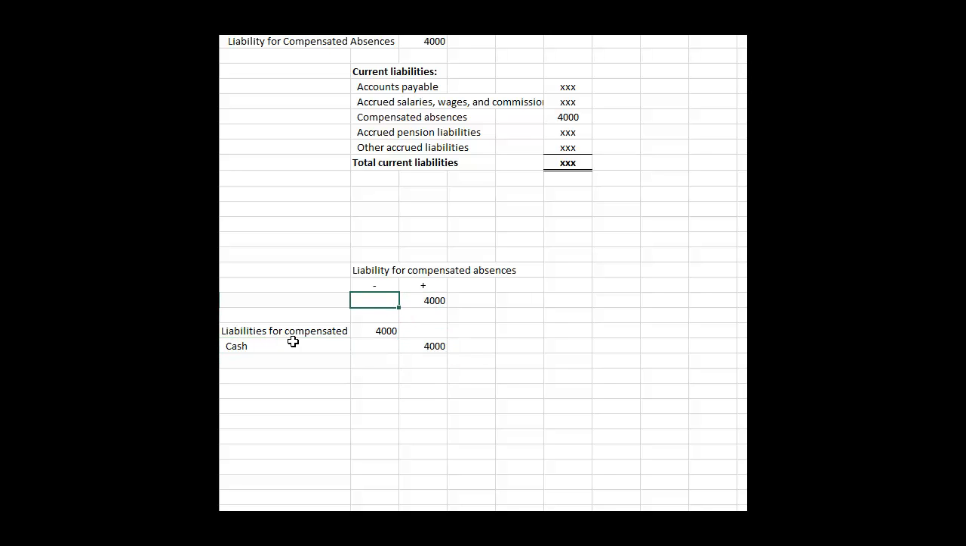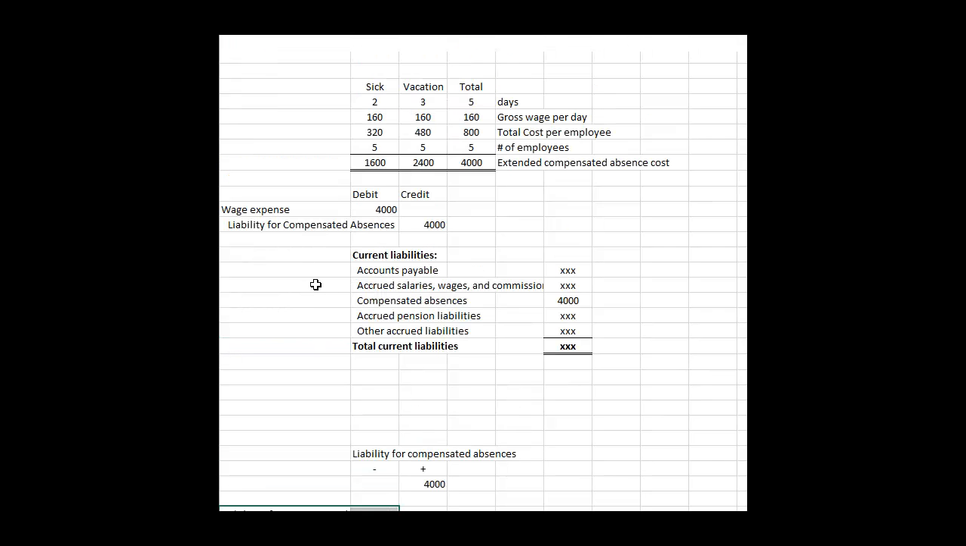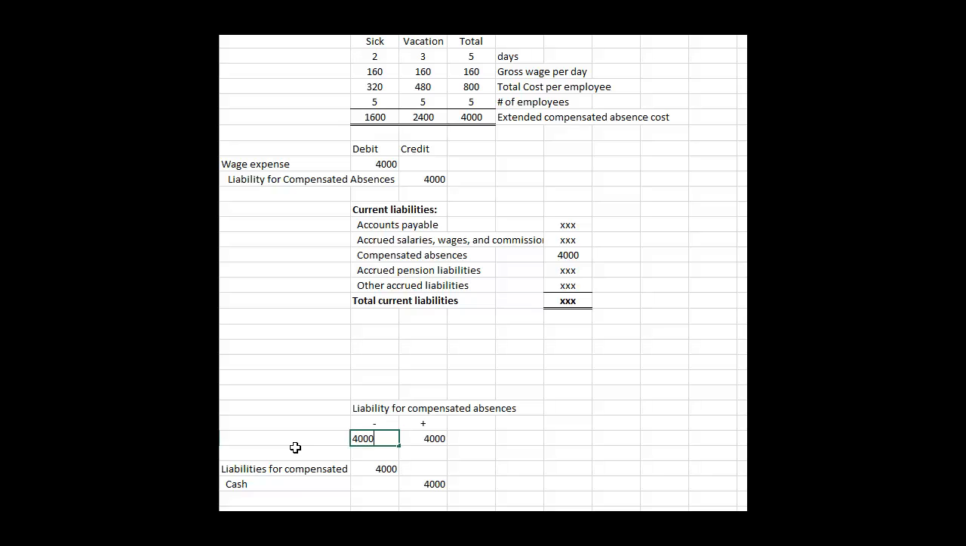So what happens, instead of hitting the expense account, which would have happened when we accrued it, we exhaust that liability. It works its way out to zero, and we don't hit the income statement. Instead, the balance sheet is adjusted to correctly reflect the amount that exists in the compensated absence account. So that's the end of the problem. I hope that this was helpful for you.